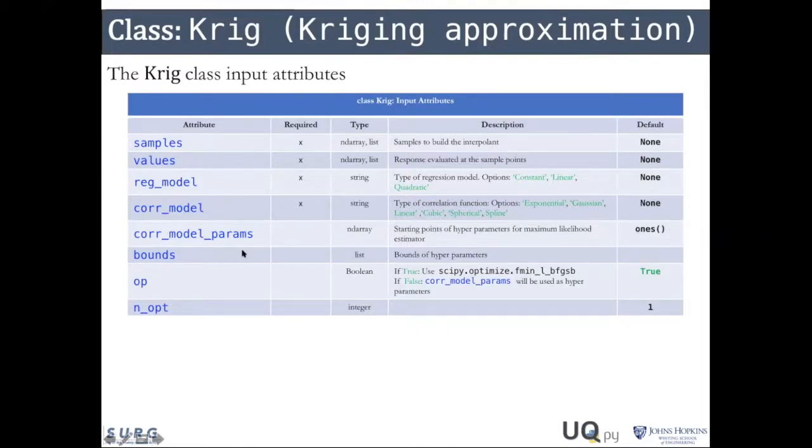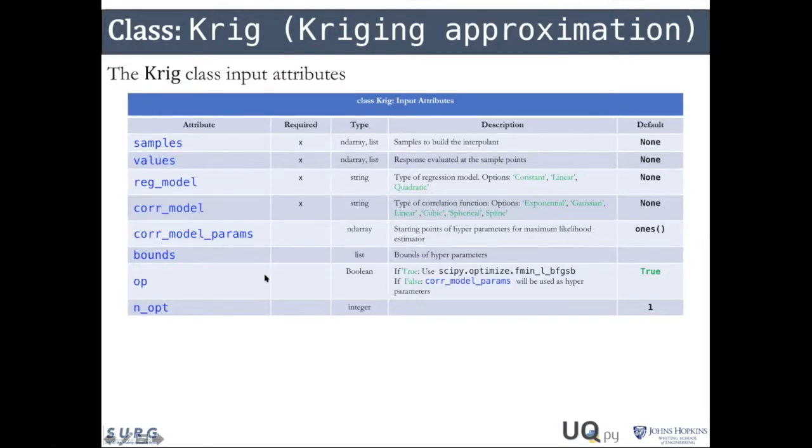And bounds is basically a list which defines the bounds on each hyperparameter, and it is used when we are trying to solve a maximum likelihood problem more than once. Then random initial points are generated inside these bounds.